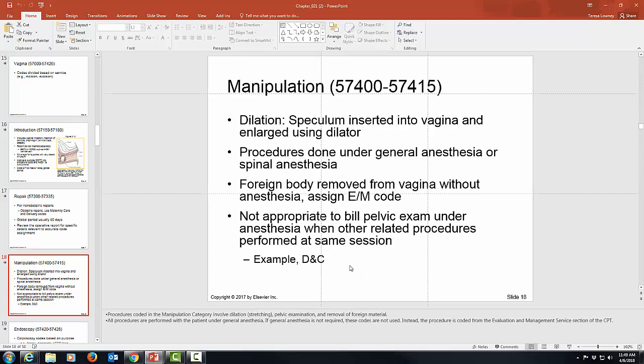E&M code. So it's not appropriate to bill a pelvic exam under anesthesia when other related procedures are performed at the same session. For example, if a D&C is performed, that is what you would code.